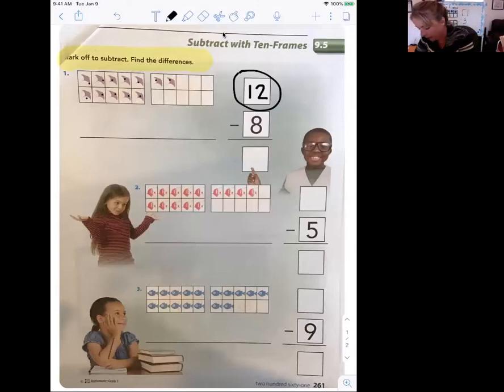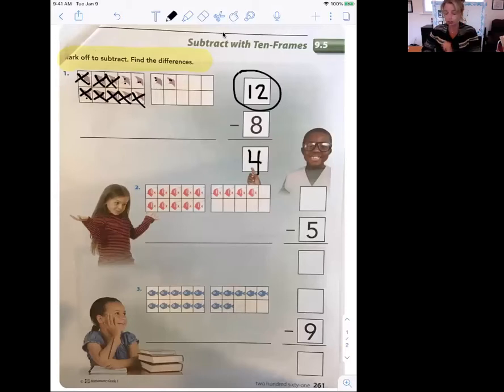Okay, let me mark off 8. 1, 2, 3, 4, 5, 6, 7, 8. There we go. I started on the bottom. I don't know why. I should start from the top and mark from the top to the bottom. But I did count out 8 and I marked off 8. So how many are left? Well, there's 1, 2, 3, 4 left. So that answer is 4.